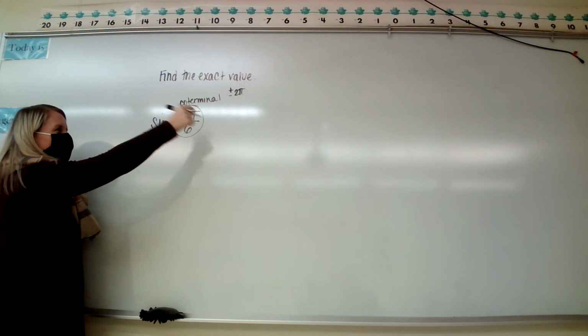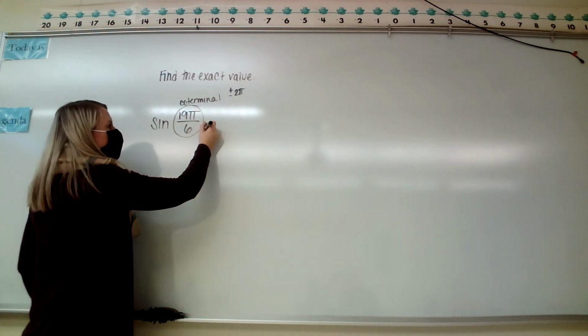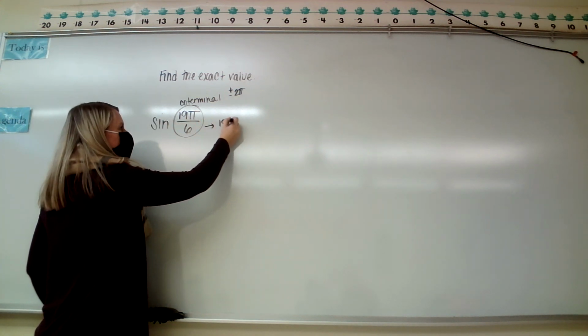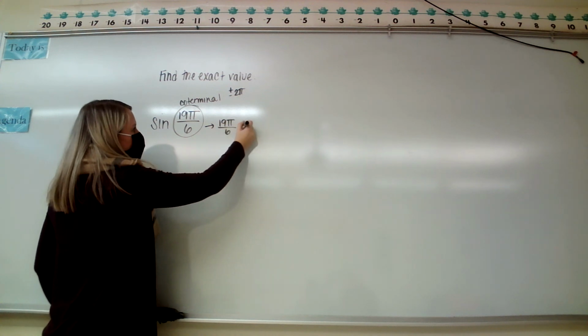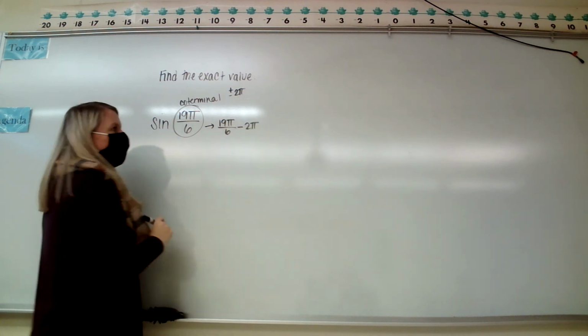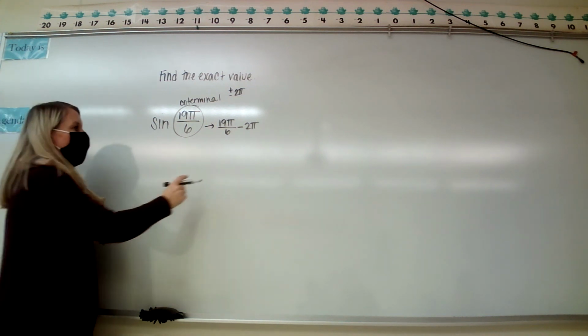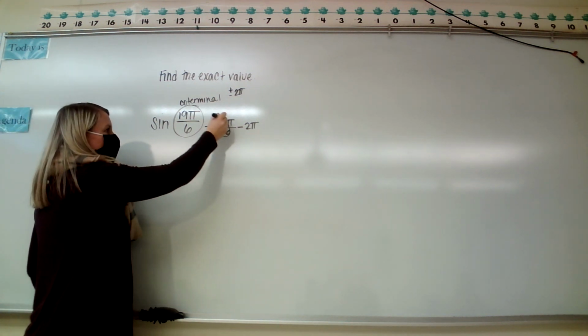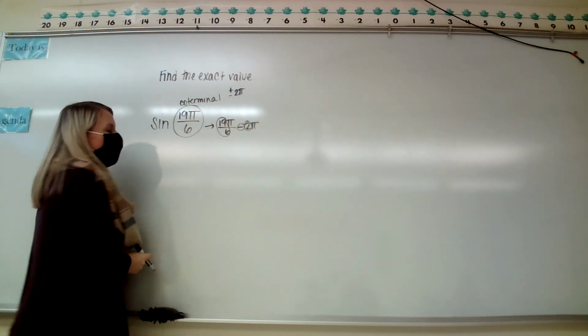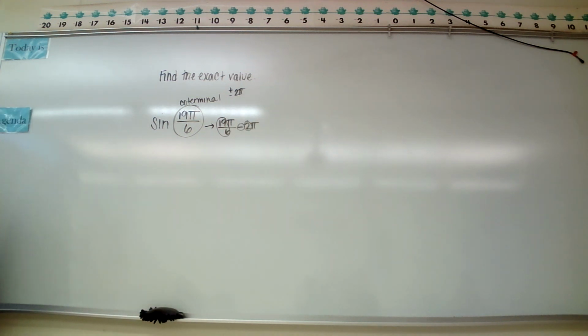So this is too big, right? There's too many rotations around. So I'm going to take 19 pi over 6, and I'm going to subtract 2 pi. And I want to make it a smaller number. Remember when I'm doing this in the calculator, I'm just doing 19 over 6 minus 2. Don't put the pi's in because it makes it all sorts of messy. We just want an exact value that we can look up.